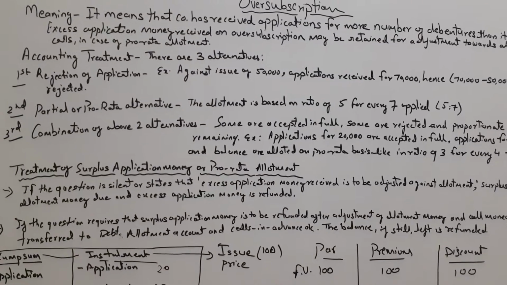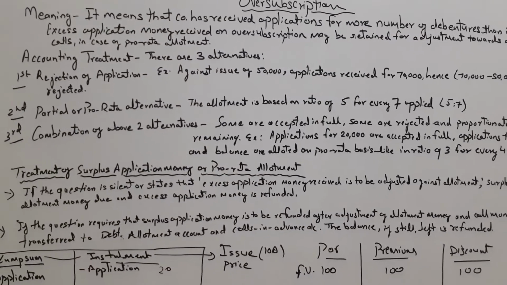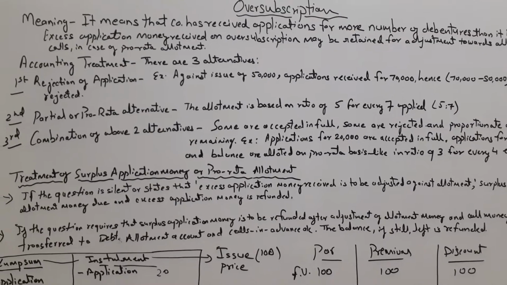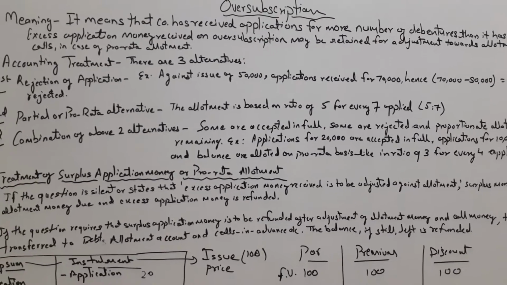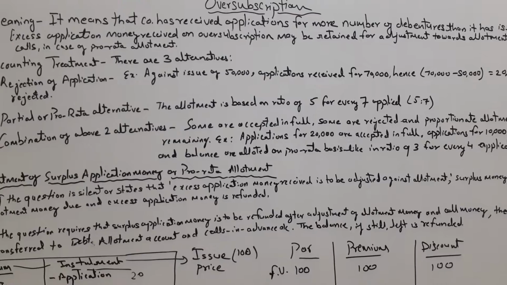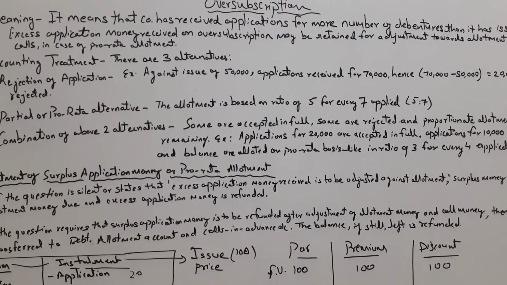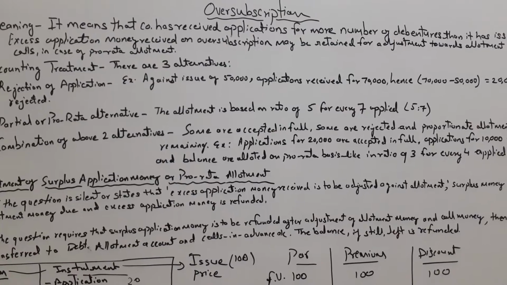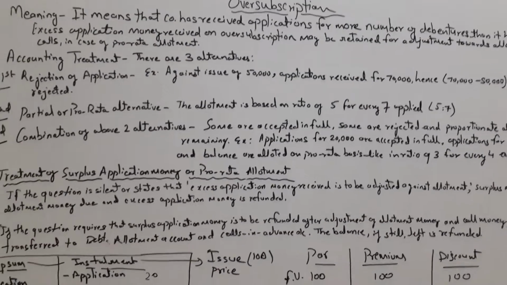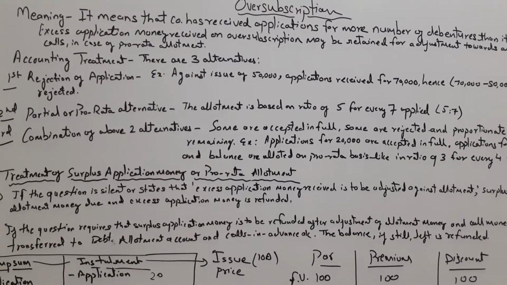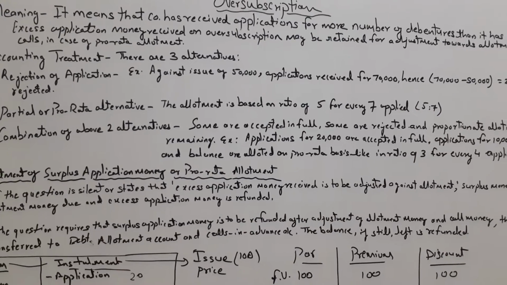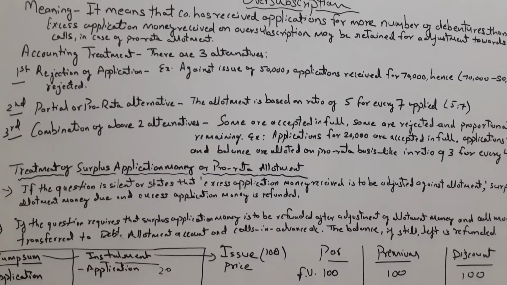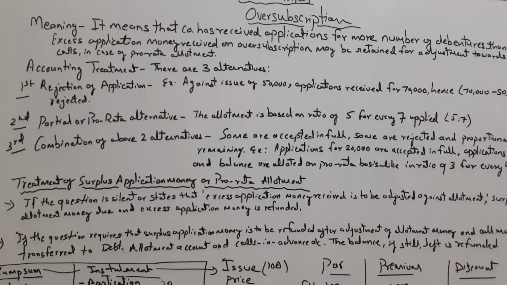Your second alternative is the partial or pro rata allotment. So this allotment is based on the ratio of 5 for every 7 applied. Whosoever has applied for 7 debentures will be allotted 5 debentures. This is the concept of pro rata, where allotment is based on some proportion. And third is the combination of the above two alternatives.